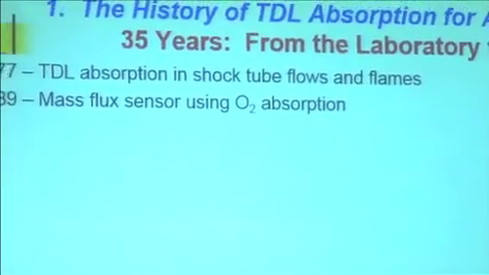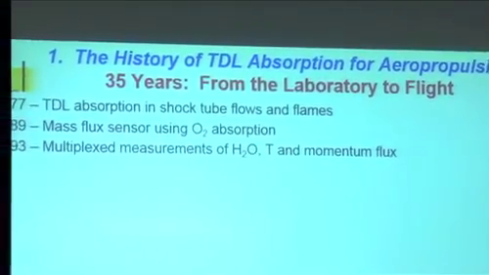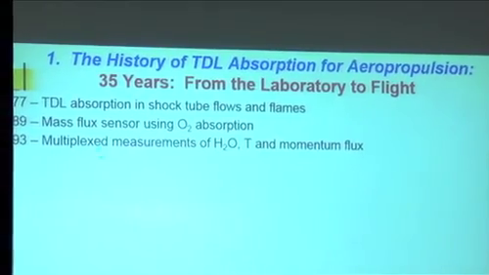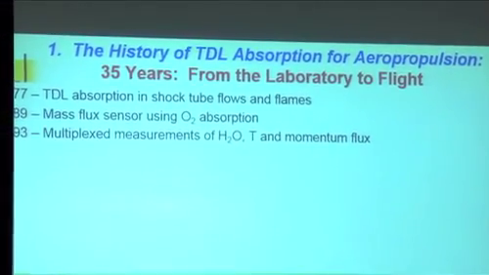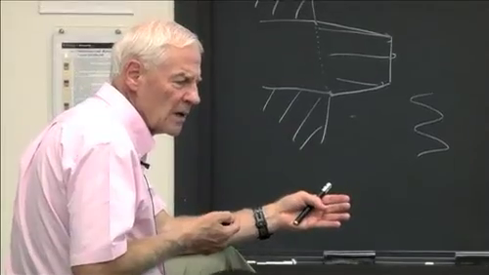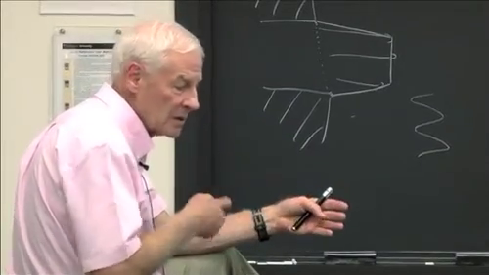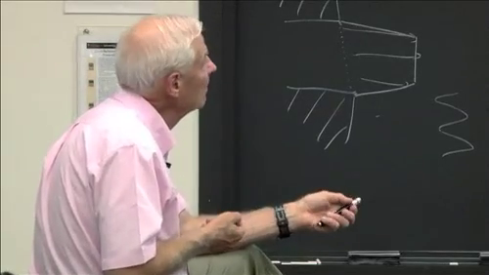And then I drifted away from this a little bit because these lasers were so expensive. And I came back to it in 1989 when somebody asked us to find a way to measure the mass flux of air into the inlet of an aircraft. And so you think about that, how can you do that? Well, you have to measure oxygen or nitrogen somehow. You need to have both density and velocity.